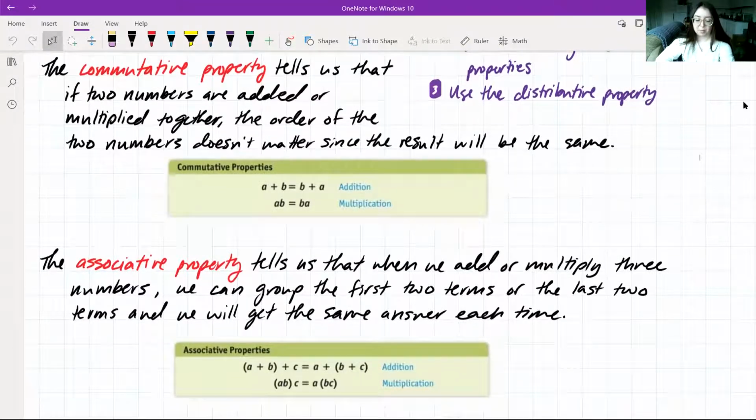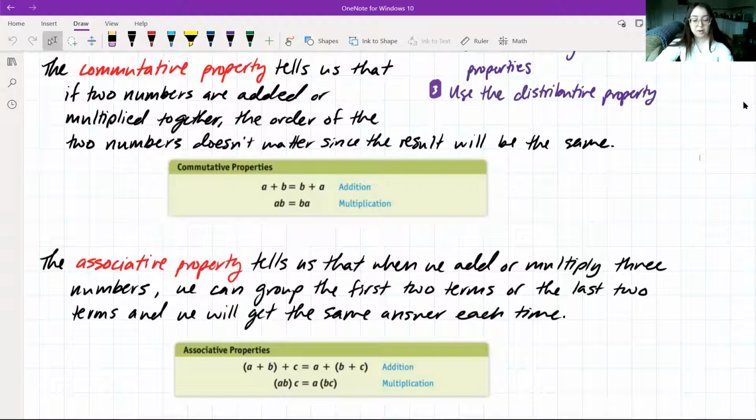Our associative property tells us that when we add or multiply three numbers, we can group the first two terms or the last two terms, and we will get the same answer each time. So when we have in parentheses A plus B, outside of our parentheses plus C, that's the same as saying A plus, in parentheses, B plus C. In multiplication too, it's the same thing as saying in parentheses A times B, outside of the parentheses times C, is the same thing as saying A times, in parentheses, B times C.